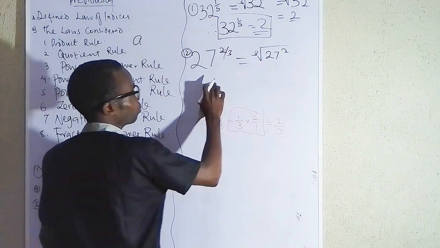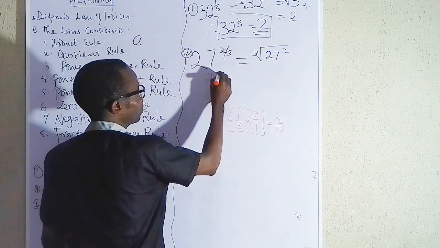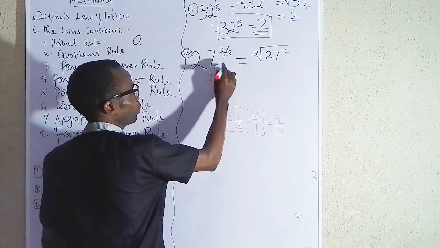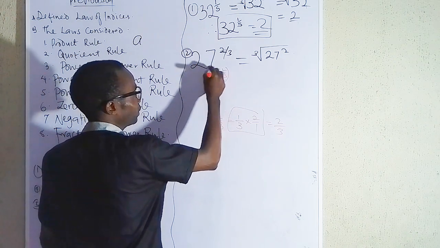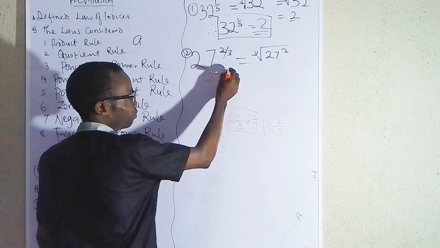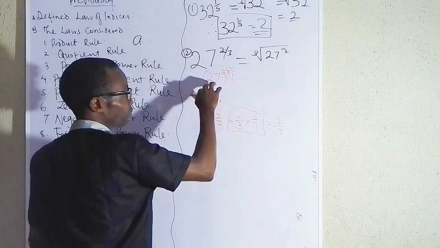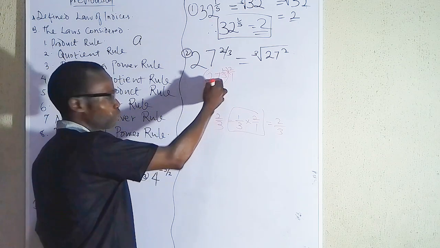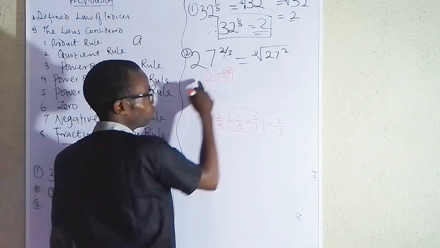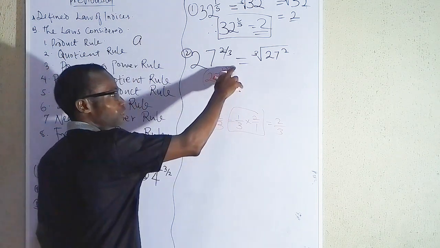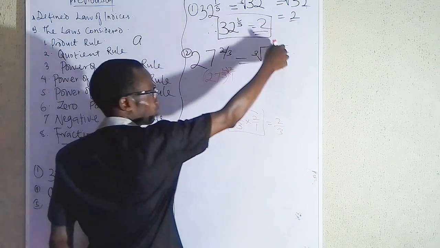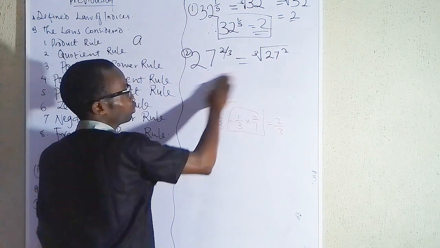If you look at it this way, it's the same thing as saying 27 raised to the power of 1/3, and then bracket 2 over 1. The bracket means the times. So 1 times 2 is still 2, 3 times 1 is still 3. So from the fractional rule, the denominator 3 forms the root, while the numerator 2 forms the power. Now, from this we go ahead straight.